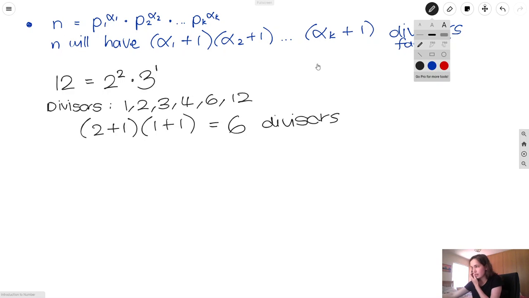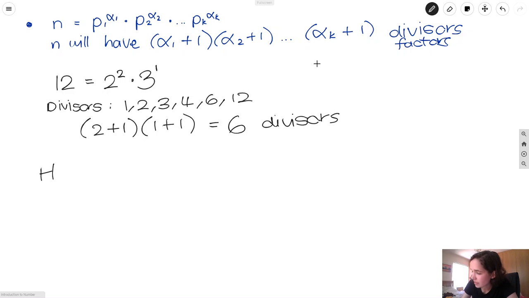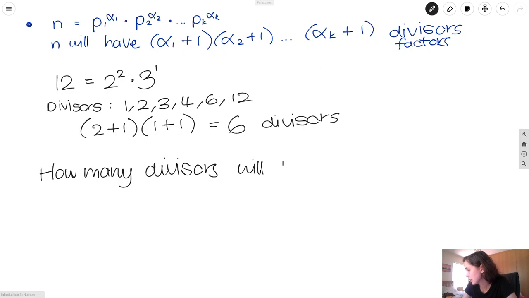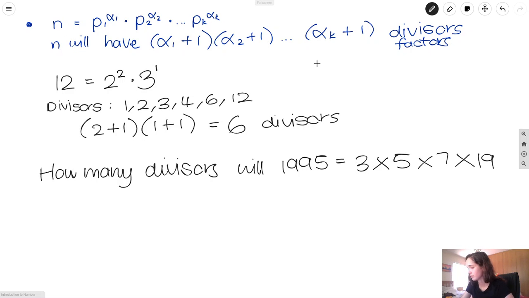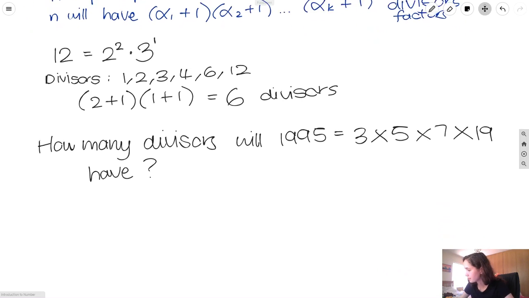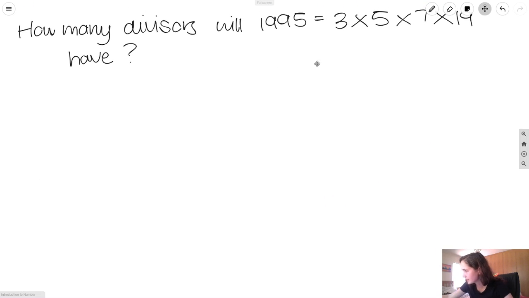Okay, so let's look at a problem quickly. How many divisors will 1995, equal to 3 times 5 times 7 times 19, have? So this was also in an old SLAMO paper, I think.